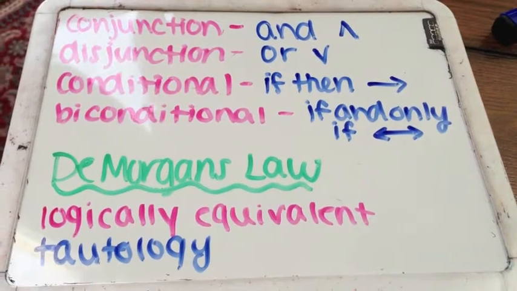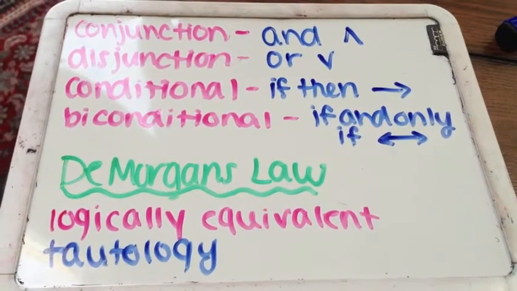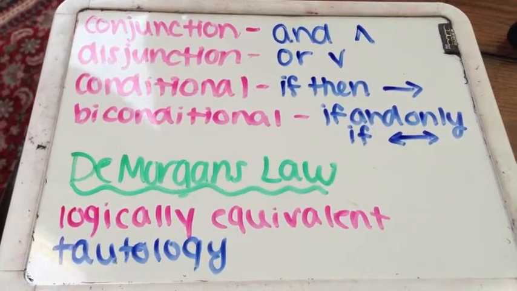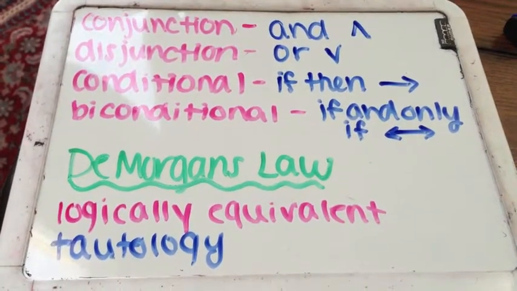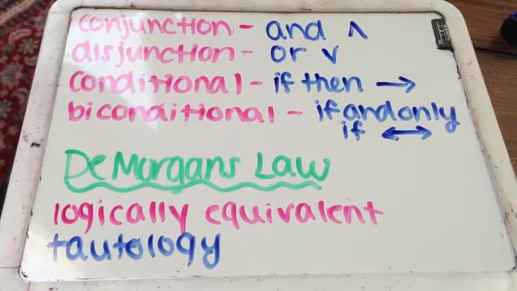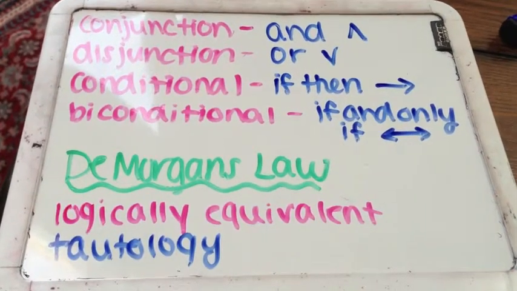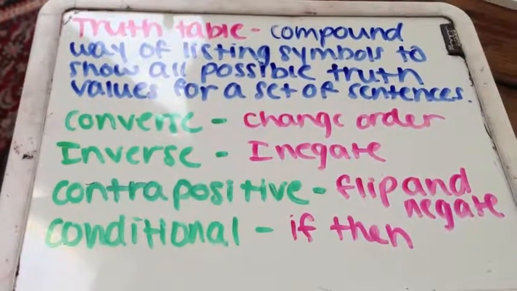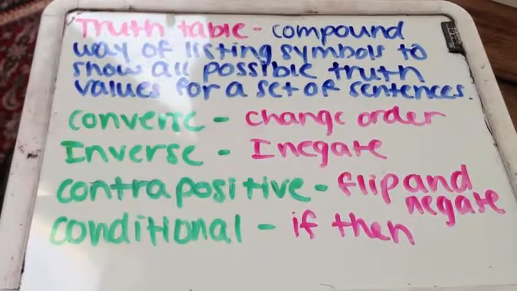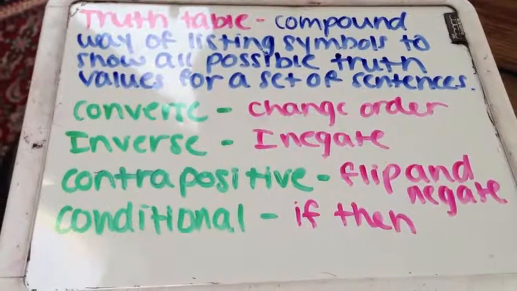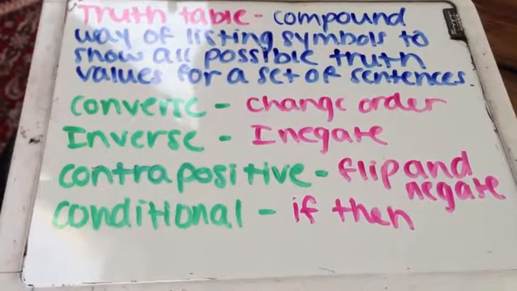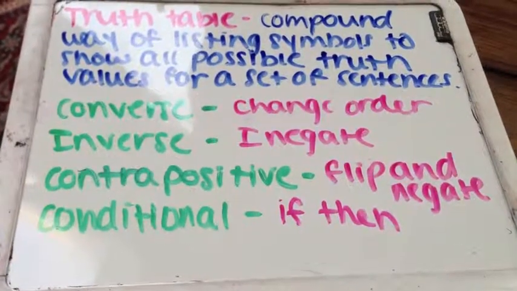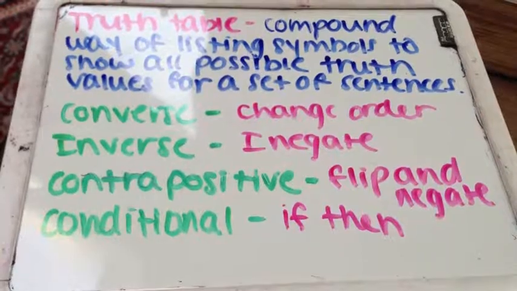De Morgan's law states that the negation of an and or an or results in the negation of each piece and the flip of the and or or sign. Logically equivalent means both things are equivalent and equal each other, and a tautology is a compound sentence that is always true. A truth table is a compact way of listing symbols to show all possible truth values for a set of sentences. Converse is you change the order, and conditional is if then, and those two are logically equivalent. Inverse is I negate, and contrapositive is flip and negate, and those two are also logically equivalent.